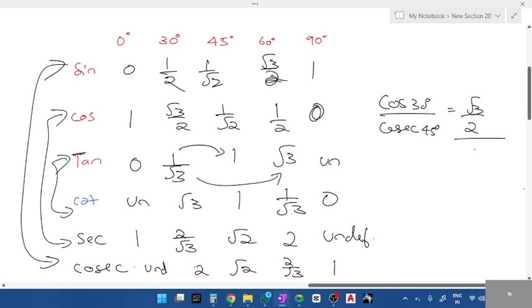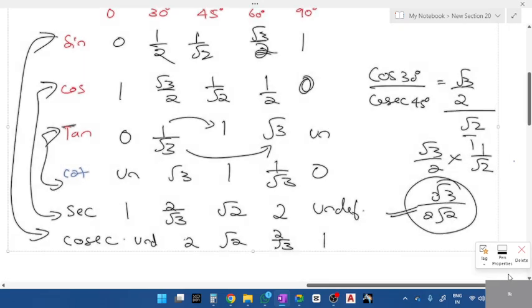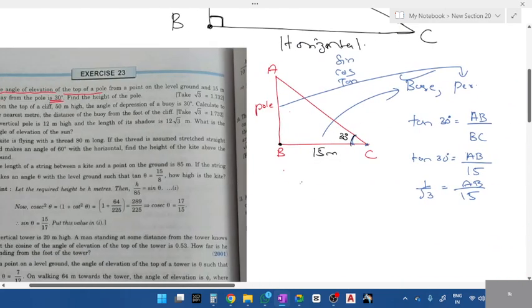Division by cosec 45, which is root 2. So root 3 by 2 into 1 by root 2. So what's the answer? Root 3 by 2 root 2. Only these options will be in the MCQ answers. This answer will be in the options. So you'll have to use the table. You should know the values. Clear, all of you? Completed? Okay, take a break. 7 o'clock. At 7 we'll continue with the other questions.